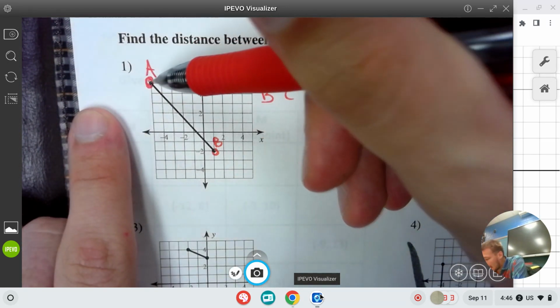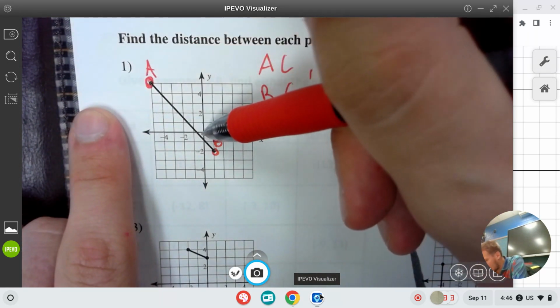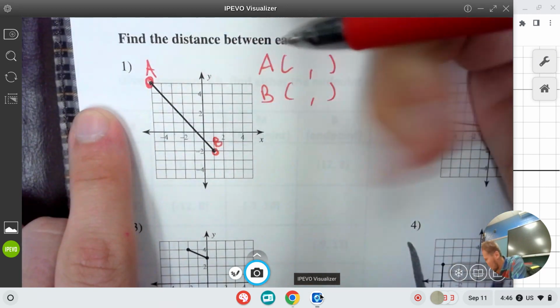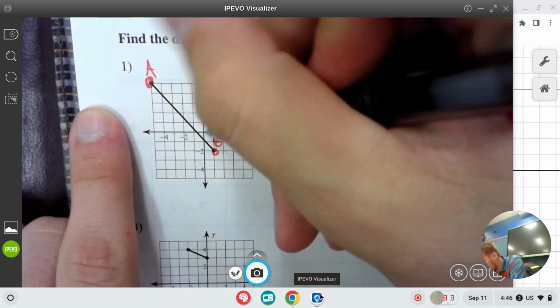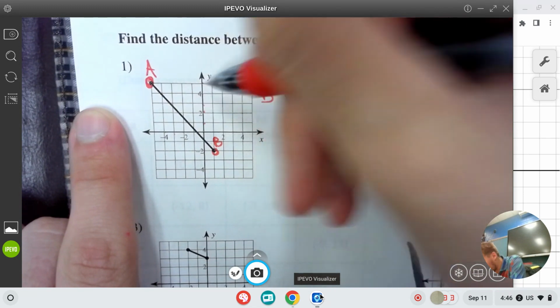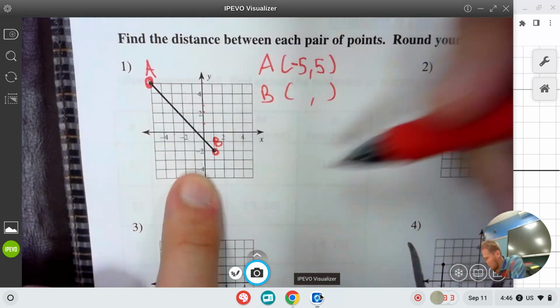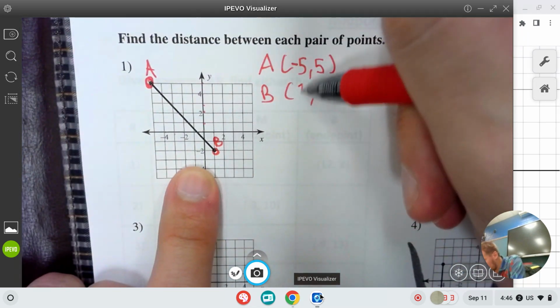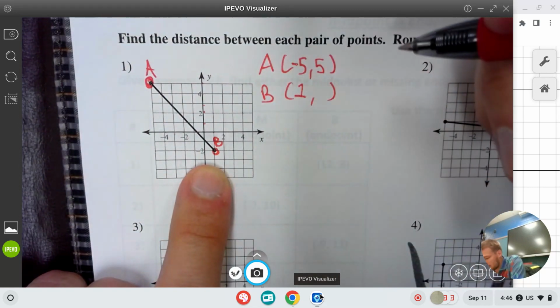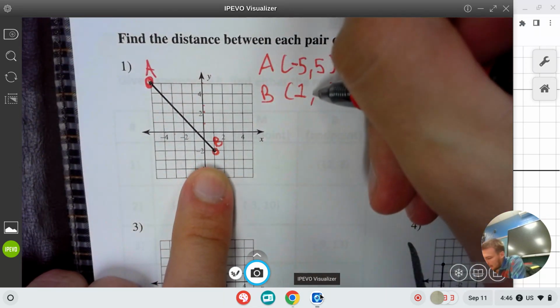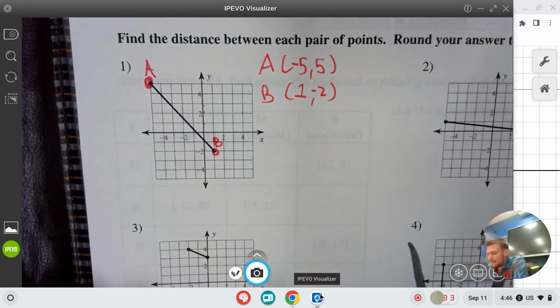The A coordinate is in the negative 5 X position, counting 1, 2, 3, 4, 5, and the positive 5 Y position. The B coordinate is in the positive 1 X position and the negative 2 Y position. Now I'm going to use the distance formula.